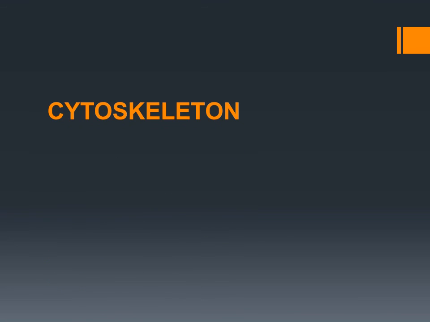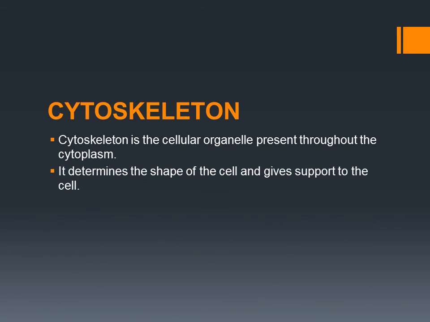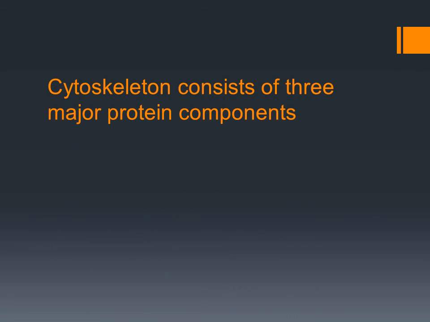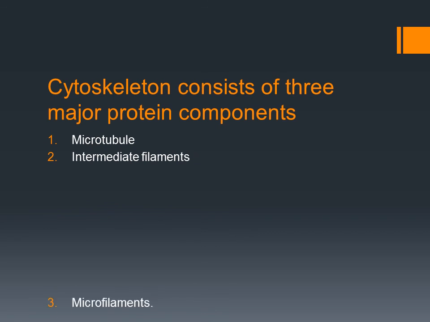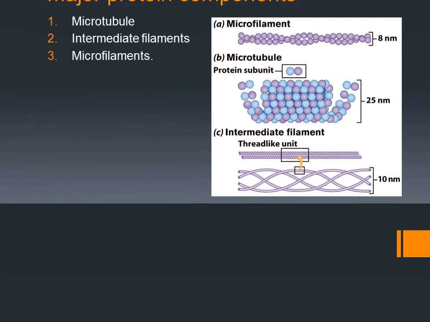Cytoskeleton. Cytoskeleton is a cellular organelle present throughout the cytoplasm. It determines the shape of the cell and gives support to the cell. Cytoskeleton consists of three major protein components: microtubules, intermediate filaments, and microfilaments.